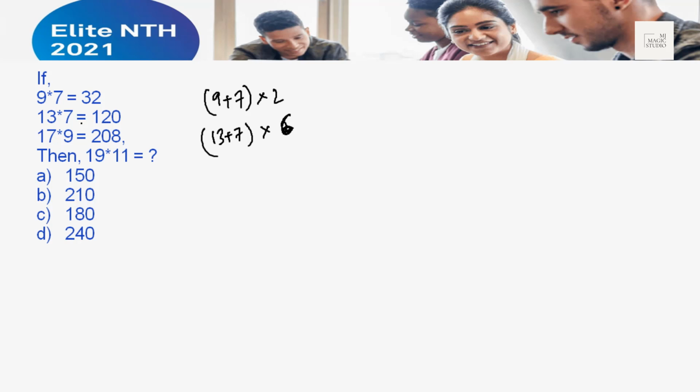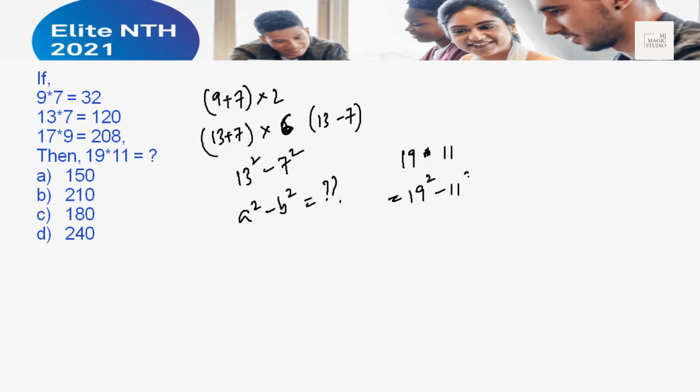How to get a 6? 13 minus 7 will give us 6. That means it is simply 13 square minus 7 square. Okay, A square minus B square is the output. So 19 star 11 should be 19 square minus 11 square, that is 361 minus 121. The value should be 240. Option D fits in.